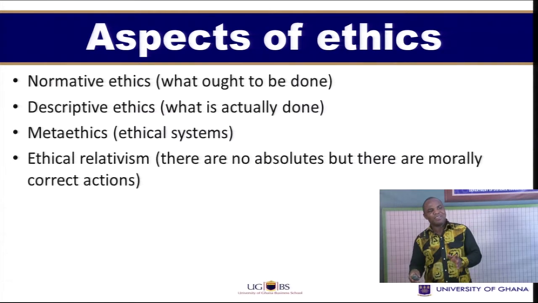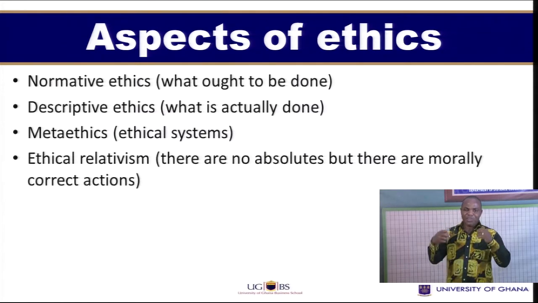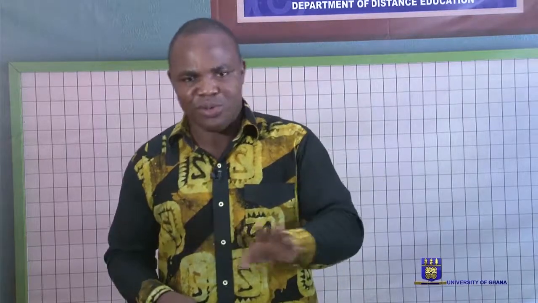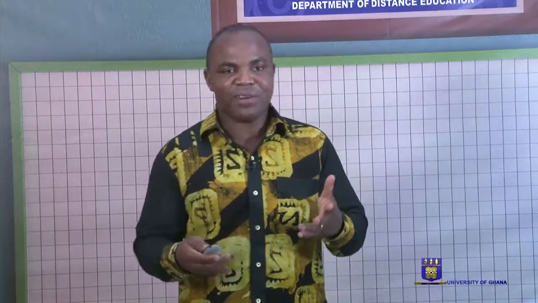In that case, the rightness or the wrongness of an action or a process is subjective to the community within which the action is being considered. So there are no absolutes, but there are morally correct actions. No actions are ethically correct absolutely, but there are morally correct actions.